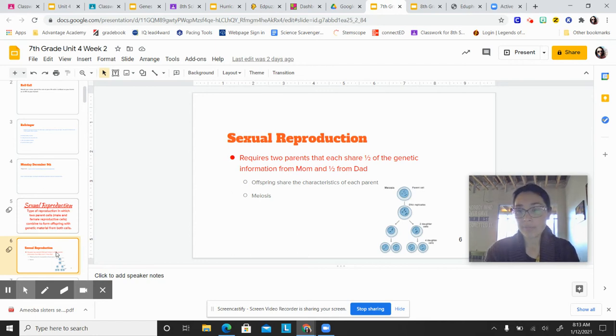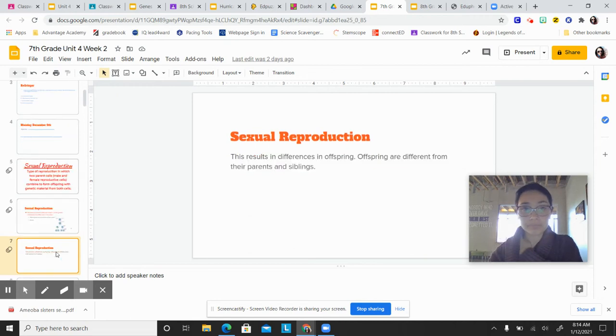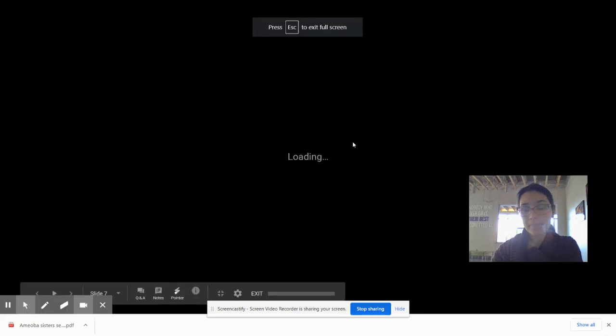Okay, remember writing what's in red. Sexual reproduction requires two parents, whereas asexual requires one. It requires two parents, and each share half the genetic information from mom and half the genetic information from dad. So we talked about this when we went over alleles. Remember, you always get one half that gene from your mom and one half that gene from your dad. And so that's part of the sexual reproduction. You get half and half, one from each parent, because you have to have two parents for sexual reproduction. I'll make this bigger for y'all.